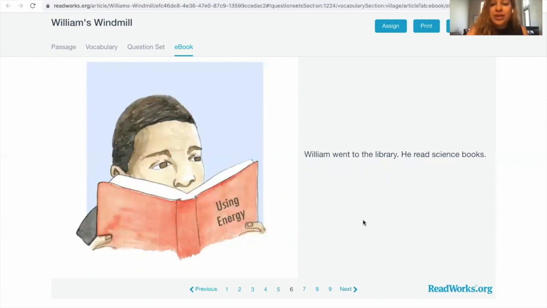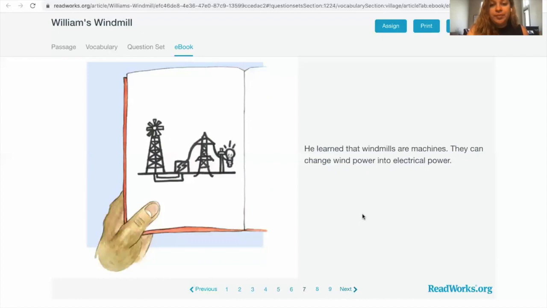William went to the library. He read science books. Ooh, and I remember him going to the library looking for books about windmills, right? And trying to learn a little bit more about what he could do. He learned that windmills are machines. They can change wind power into electrical power. So windmills are using air or wind, and this wind is being able to power electricity. So when it's moving, it creates electricity and it's able to power that through the windmill.